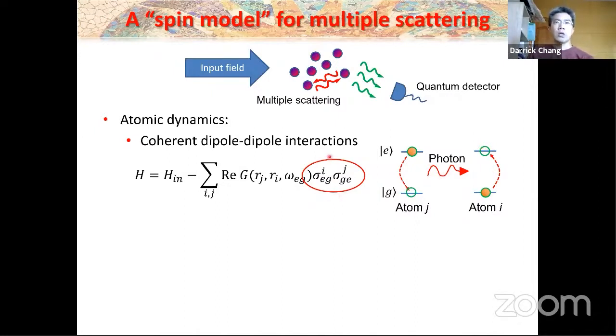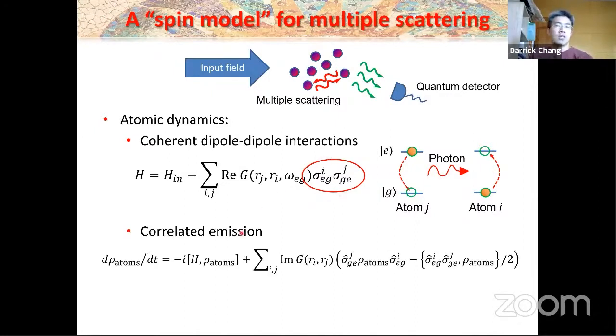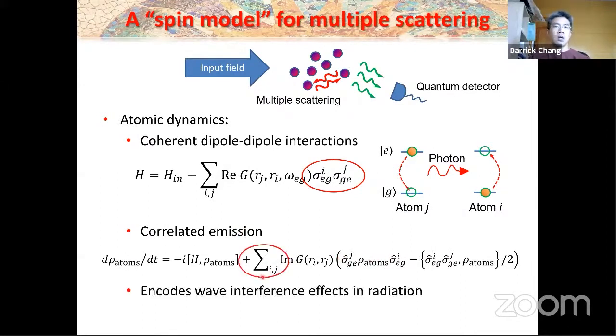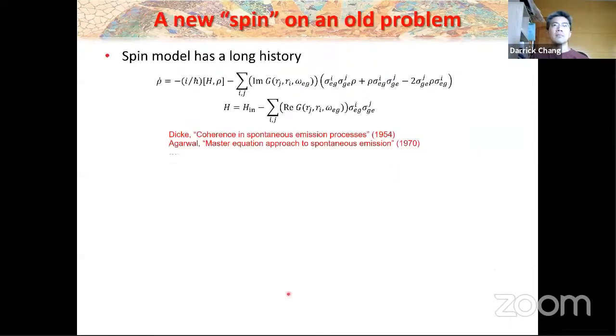So in addition to these kind of coherent dynamics, you can also get dissipative dynamics, spontaneous emission. The specific form of this master equation or density matrix equation doesn't matter so much. The main thing, though, that I want to point out is that the emission term, the dissipation term, is not just an independent sum over particles, but it involves pairs of atoms. So basically it involves atomic correlations. And it's that correlated emission that basically encodes back the wave interference effects in radiation.